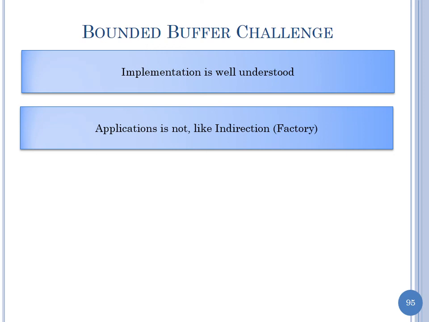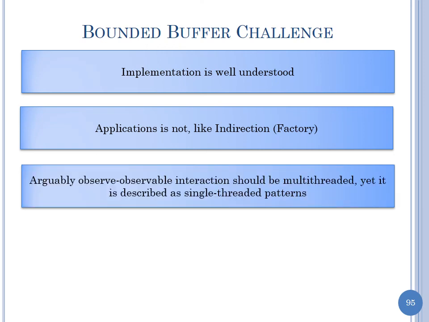For instance, the factory pattern is just an example of indirection. You don't instantiate directly, you go to another object that does the instantiation. But indirection is just not natural. Similarly, you come across many situations that call for a multi-threaded bounded buffer problem, and people are just using single threads. The observer pattern, I've argued, should be multi-threaded. You shouldn't allow an observer to block other observers, yet it's presented as a single-threaded pattern.